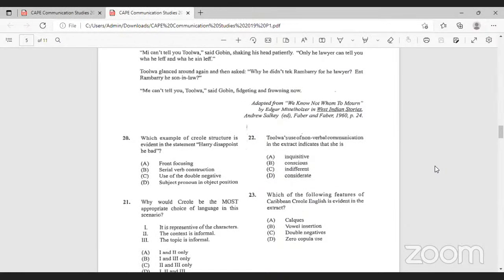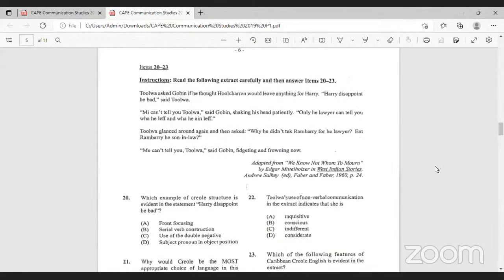22, Tulwa's use of non-verbal communication in the extract indicates that she is what? Inquisitive, conscious, indifferent, or considerate. Tulwa's use of non-verbal communication. When she says that she glanced around again and asked, so she's looking around. Why is she looking around? 22, answer is A, inquisitive. She's probing, she's asking questions, and then she asks questions after that. So it shows that she's inquisitive.